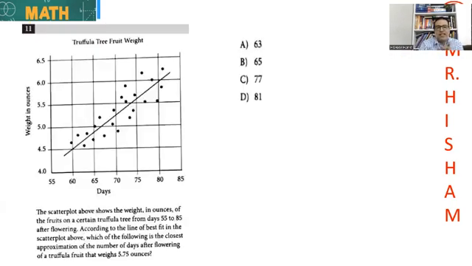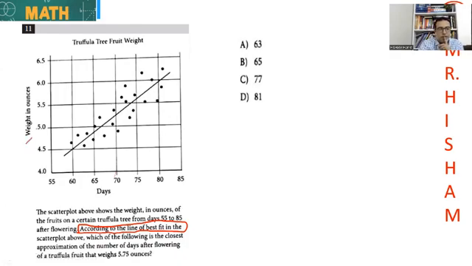Let's go to the first example. The scatter plot above shows the weight in ounces of fruits on a certain tree from days 55 to day 85. According to the line of best fit. So underline this phrase. You are not working with the points. You are working with the line of best fit. Don't take the points away from the line of best fit. Which of the following is the closest approximation to the number of days after flowering when the fruit's weight is 5.75?